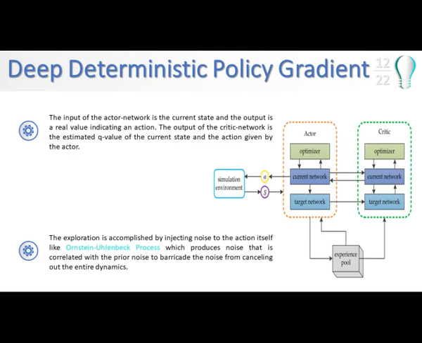So here we can see the DDPG actor-critic network model. The actor gets the current state as input, and the output is a real value indicating an action. The output of the critic network is the estimated Q value of the current state and the action given by the actor. It has a connection with an experience pool, and it interacts with the simulation environment with action on the state. Our simulation environment is Webots, which we're going to talk about in the experiment section.